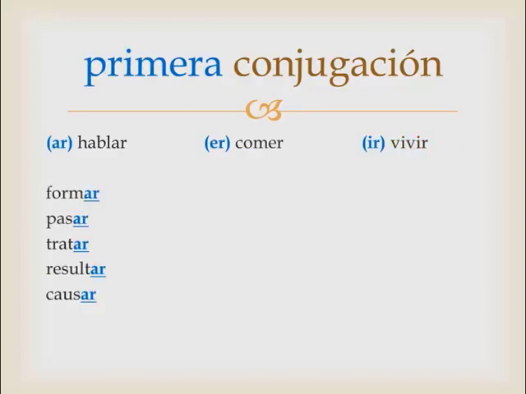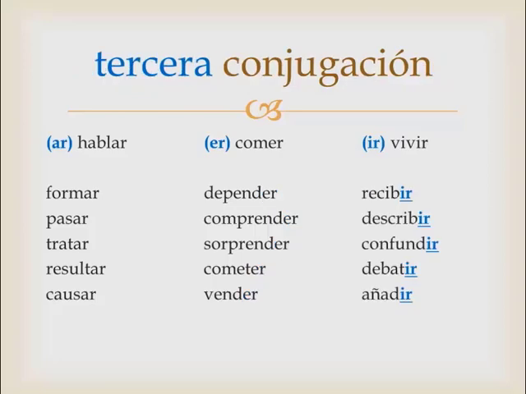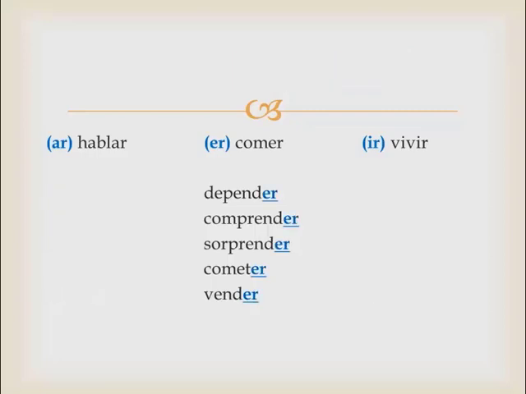First conjugation verbs are a list we looked at last lesson: to form, to pass, to try, to result, and to cause. Our focus today is going to be verbs in the segunda conjugación, or ER verbs, and we're going to look at how to conjugate to depend, to comprehend, to surprise, to commit, and to sell. They're going to have a little different set of endings as we conjugate them. IR verbs are going to be the focus of the next lesson. These are called verbs in the third conjugation, or tercera conjugación.